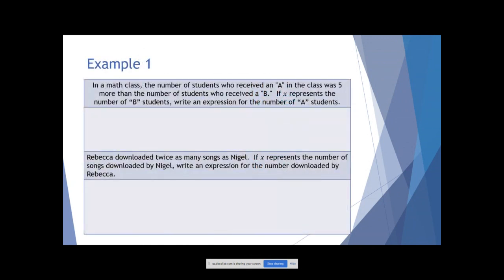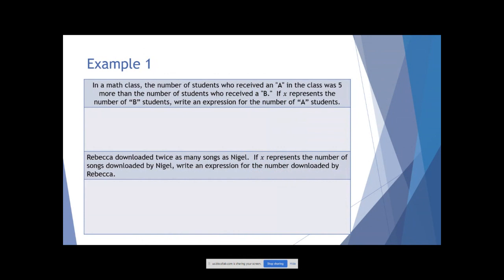Okay, and so now on to the examples. Here I've got two separate examples on this slide. In a math class, the number of students who received an A in the class was 5 more than the number of students who received a B. So I'm just going to work through the process as I would any other time that I'm solving this, so you can see how the process goes. I'm going to basically explain out loud what I'm doing.